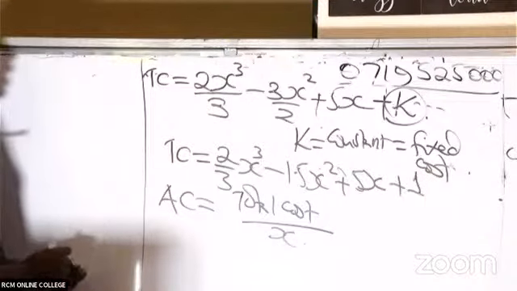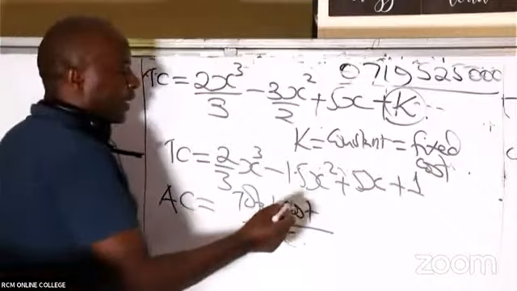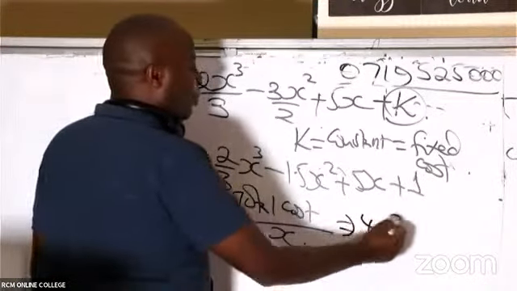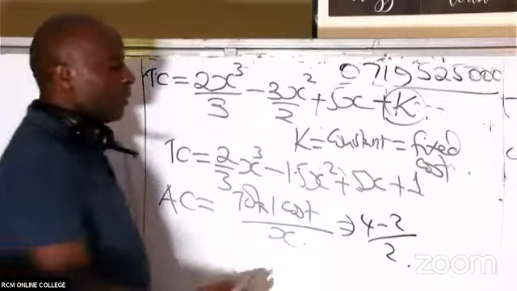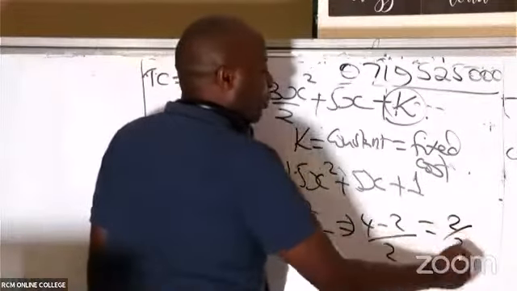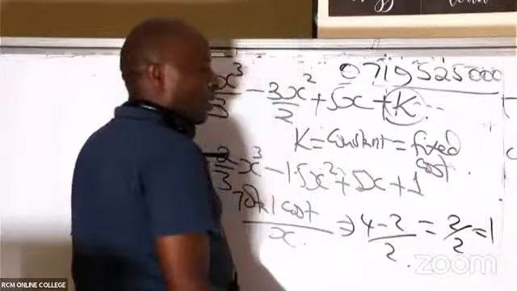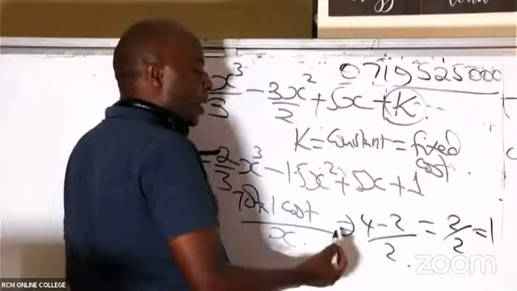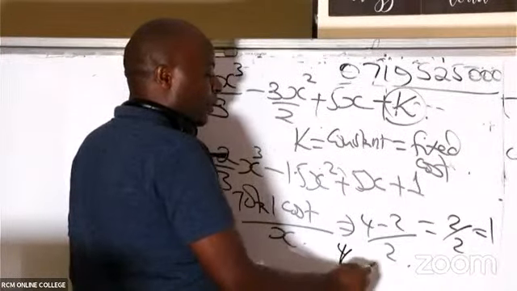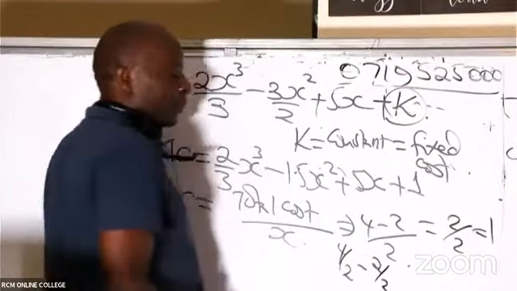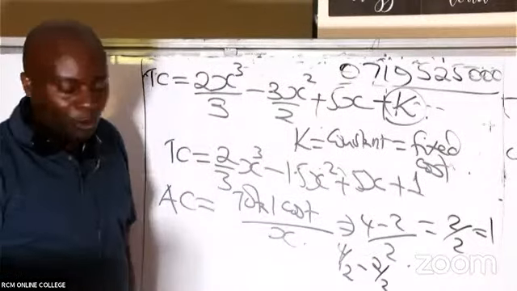Even before I divide for you, if, for example, you are given 4 minus 2 over 2, this is the same as 4 minus 2 is 2, and 2 divided by 2 is 1. But another ninja would have divided this as 4 divided by 2 minus 2 divided by 2. That will still give us the same answer.